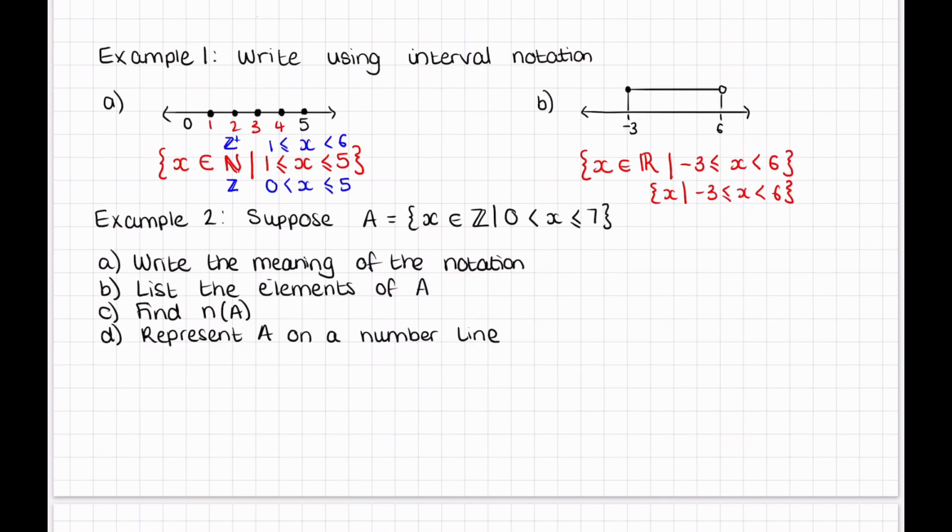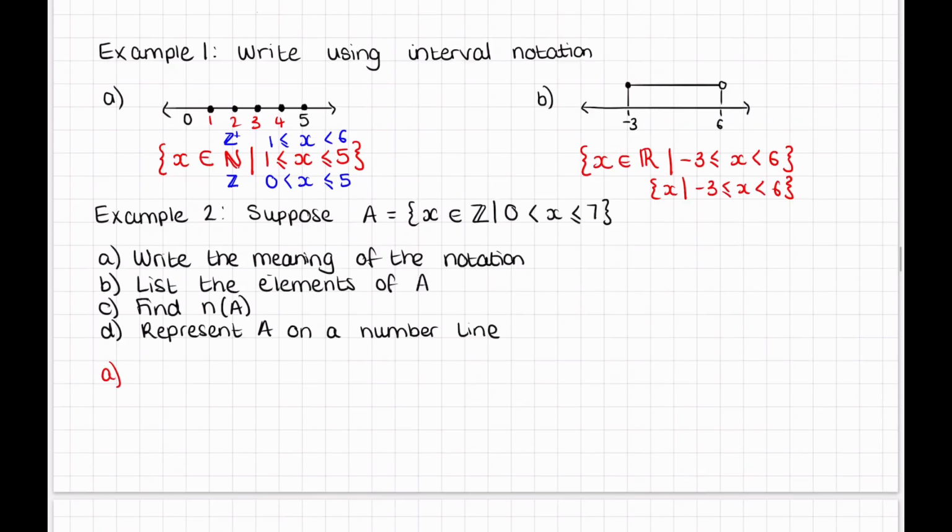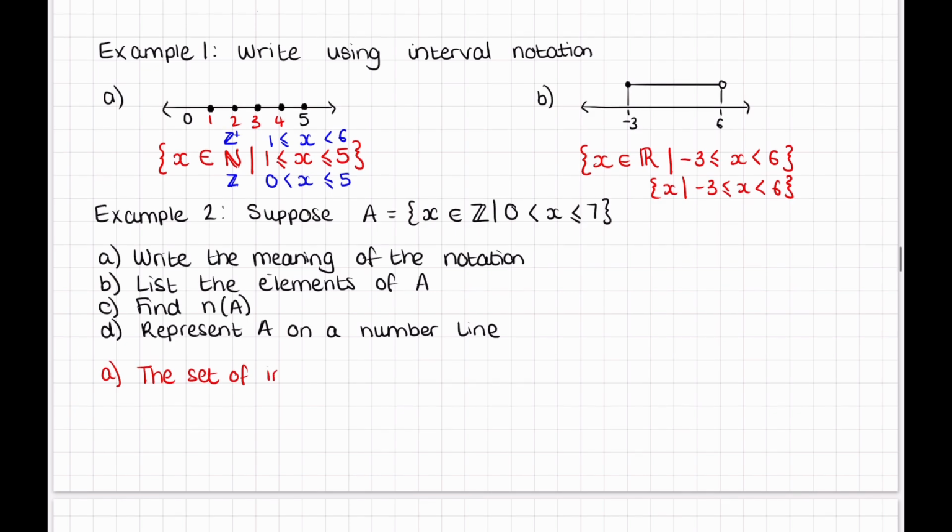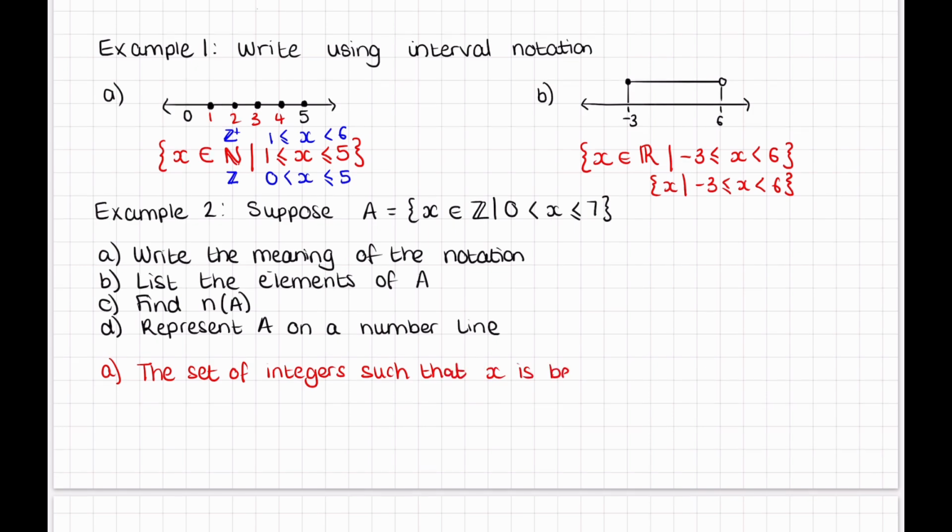All right, so example 2, we've got this. Suppose A is equal to, and then we have this lovely bit of information here. I'm not going to say what it is right now because that is part A. Write the meaning of the interval notation, and that is telling us to write it in words. So here we have the set of, and we need to look at, are we looking at integers, real numbers, natural numbers? Which one is it? It is Z, which means it is integers. So the set of integers such that, because that's what the straight line means, x is between 0 and 7, including 7. So just something that gives us that information in a sentence.